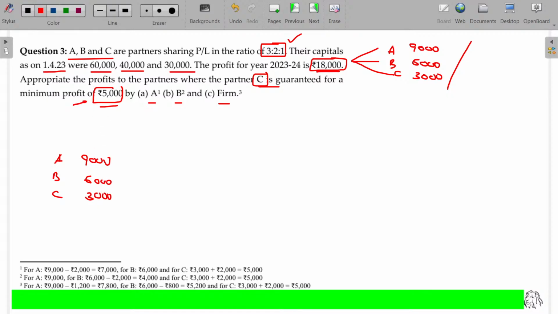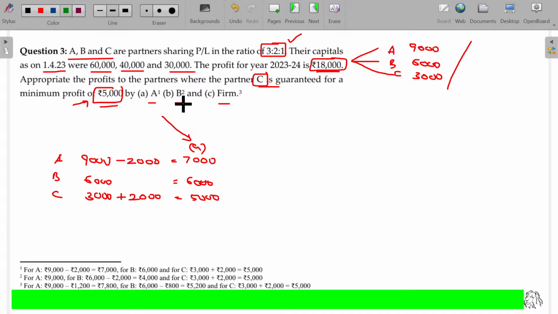But what about the guarantee given to C? 5,000 rupees. As per the P&L ratio, C gets only 3,000 rupees. Now you have to add another 2,000 rupees excess. Who has given the guarantee here? A, no. So B will not accept paying the extra to C. As the guarantee is given by A, now you have to adjust that profit from A. So hereafter the profit shared among the three partners is 7,000, 6,000 and 5,000. Clear? Hope now you will be able to understand this one.